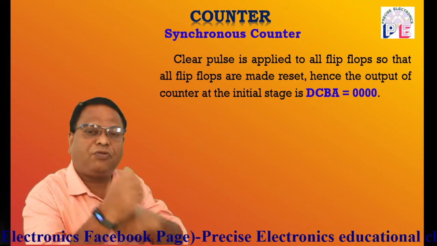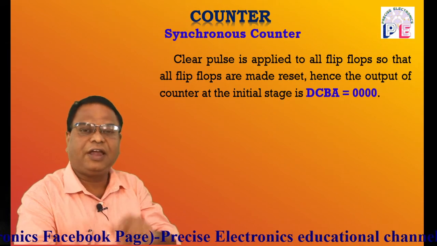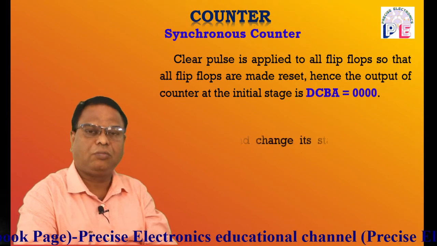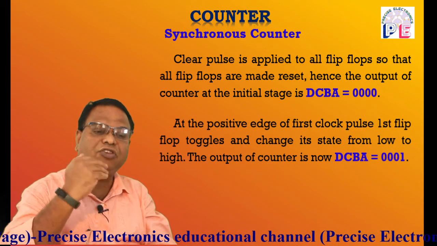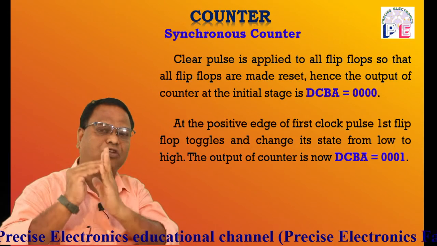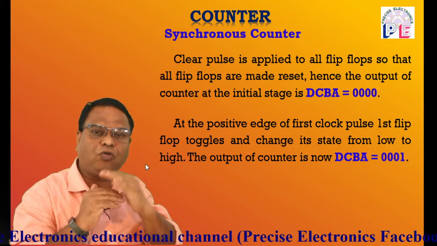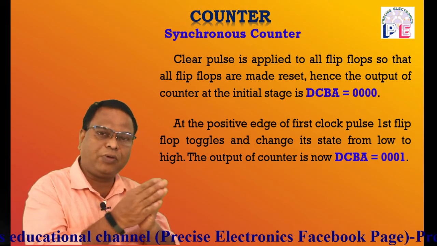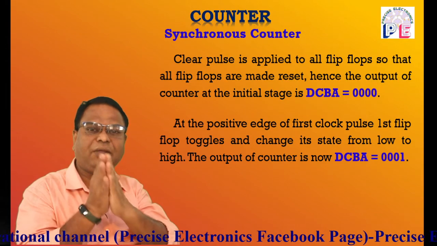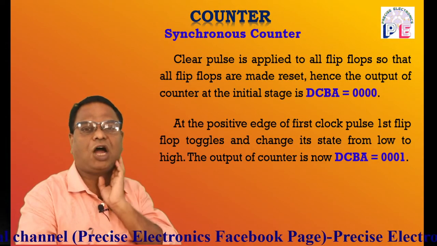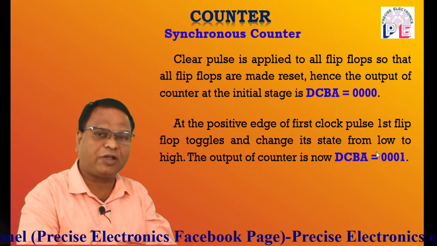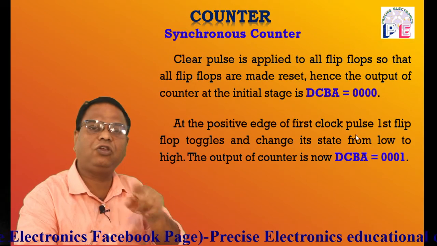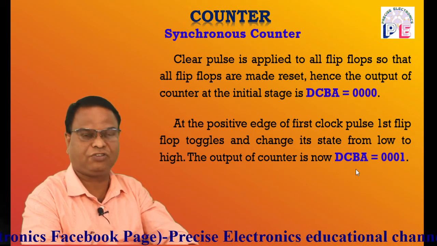Next, when the first clock appears at the positive edge of clock pulse, the first flip-flop toggles. Because it is already in toggle mode, transition of state occurs at the positive edge of the first clock pulse, and due to which the output of first flip-flop, that is A, changes from low to 1. While the output of remaining flip-flops remain as it is, they remain in the last state. Hence, the output of counter at the first clock edge is DCBA equal to 0, 0, 0, 1. That is our first stage.